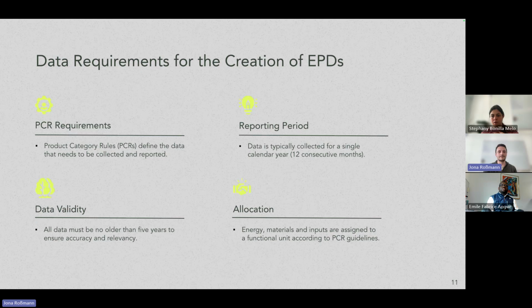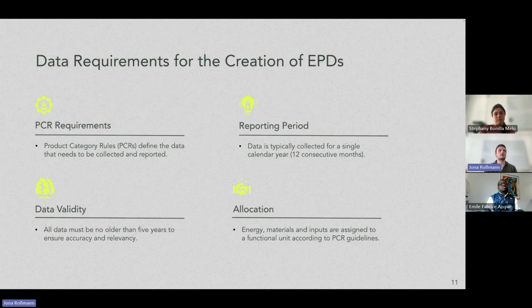Jona, before we continue, we have the first question. It is: what is your approach to modeling new products based on unstable production data? For instance, if energy consumption is only starting to stabilize in the last 3 months due to engineering efforts, could you publish an EPD based on stabilized energy consumption of the line for the last 3 months?